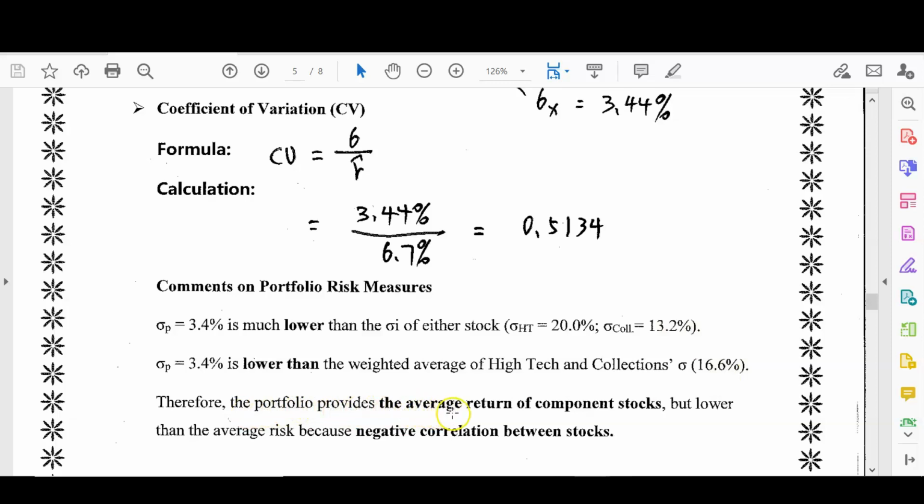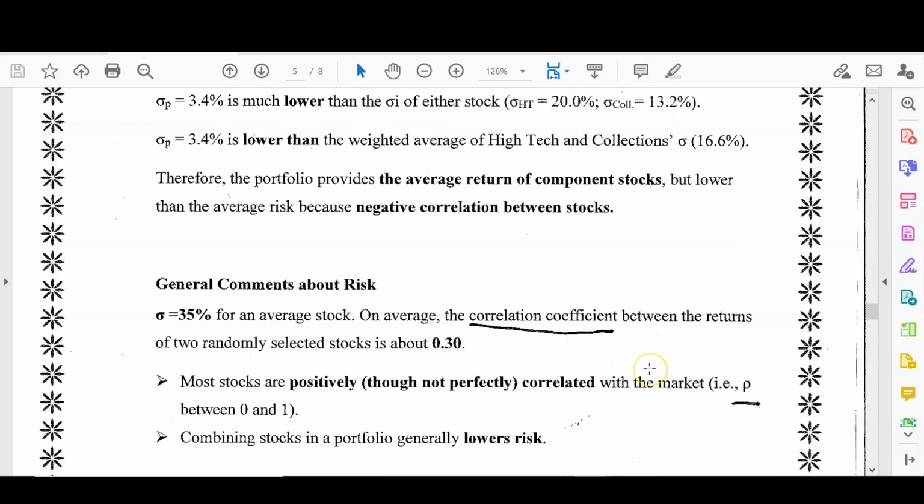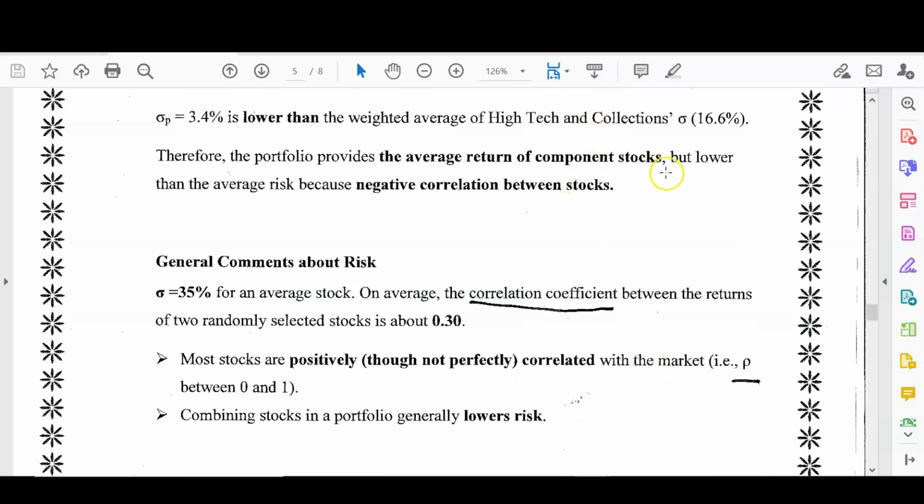So the portfolio provides the average return of component stocks, but lower than the average risk because of negative correlation between the stocks. Okay, so this portfolio actually gives us the average return of the stocks, but the risk is lower than the average of the two stocks' risk. Okay, because the two stocks move in opposite directions, with negative correlation. So it actually reduces risk for us when we form this portfolio. Okay, we will talk about the risk diversification of portfolio later again.